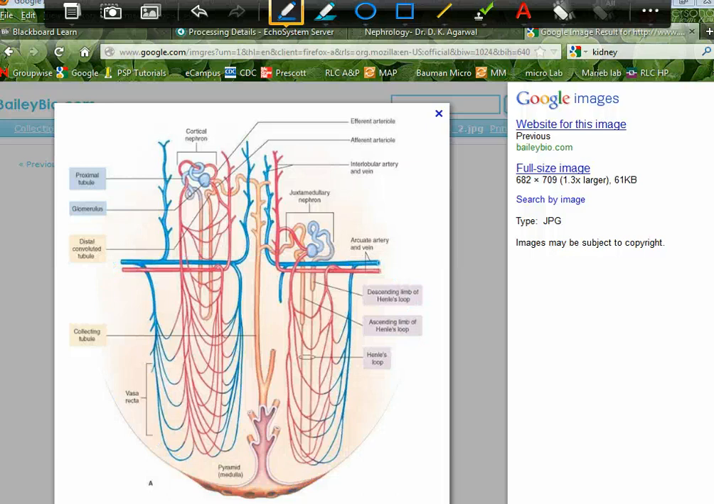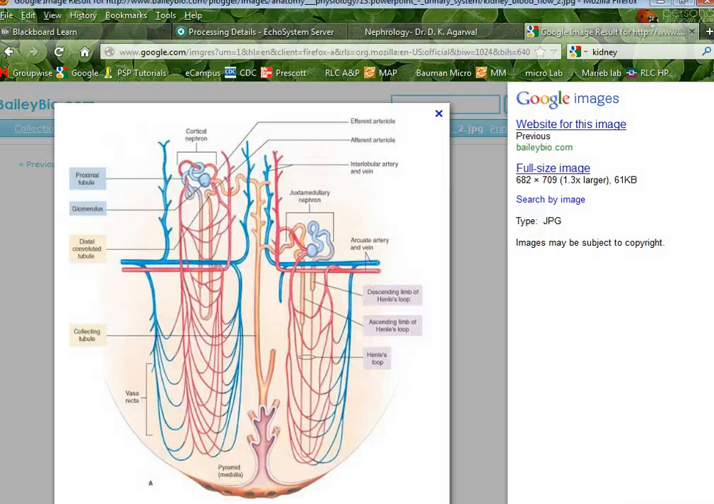So let's follow an arcuate artery here, and that arcuate artery now goes up into the cortex. We're going to follow it. This is called the interlobular, or the cortical radiate. And now notice it goes off to the left here towards a nephron. Let me see if I can get a bigger picture even than the one I've got.